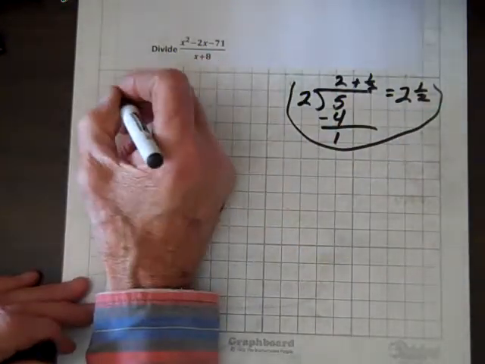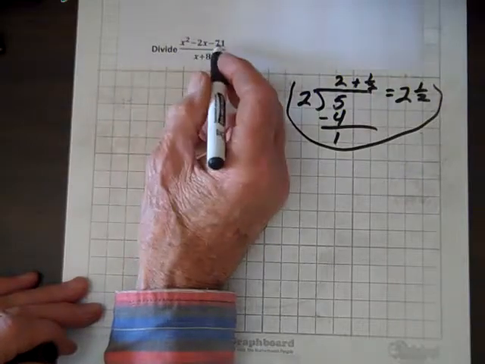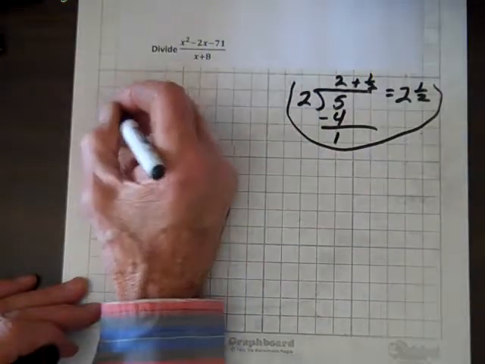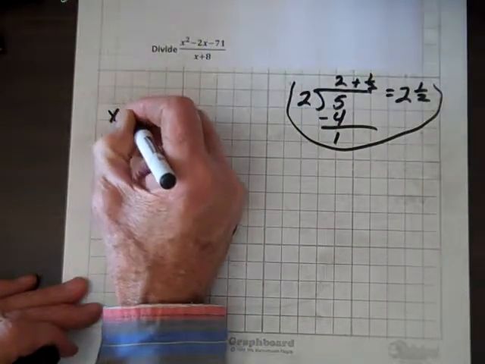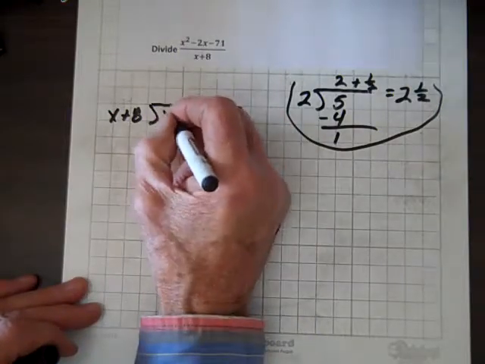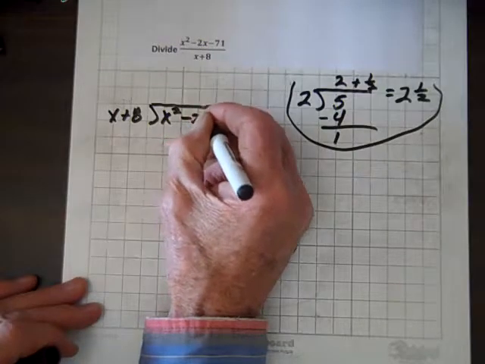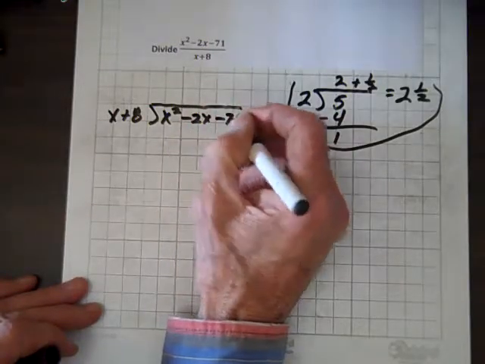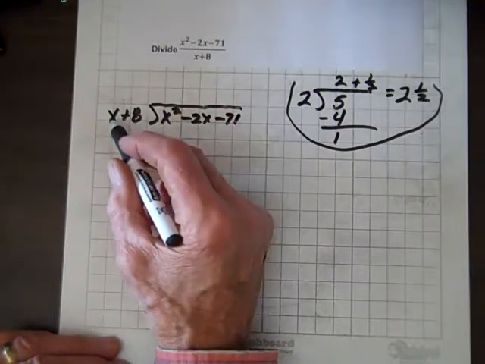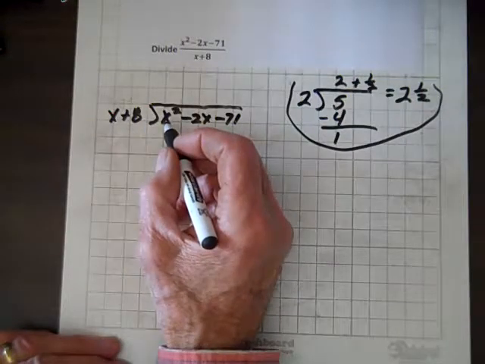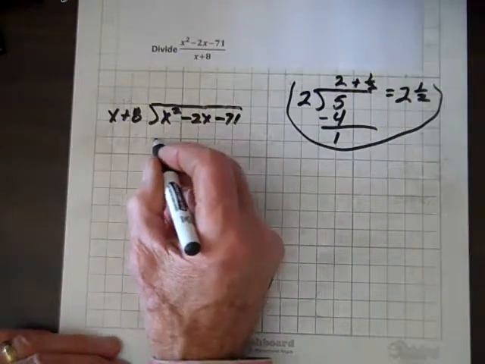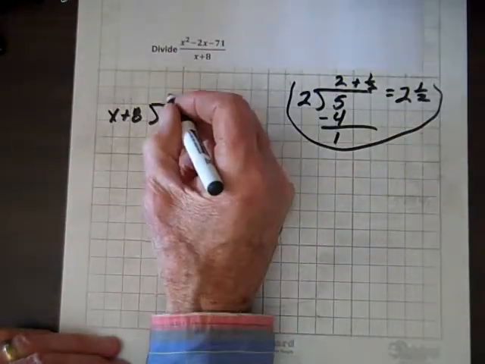Let's do this. So we've got, there's our quotient, here's our divisor, and here's our dividend. And so we're going to have x plus 8 dividing x squared minus 2x minus 71. So we always key off the leading term, x and x squared. And we ask ourselves, well, what do we have to multiply x by to get an x squared so they'll add out? And we have to multiply by x.